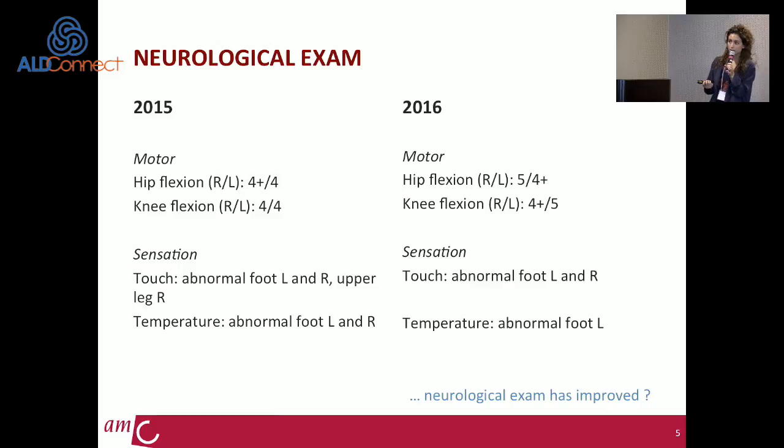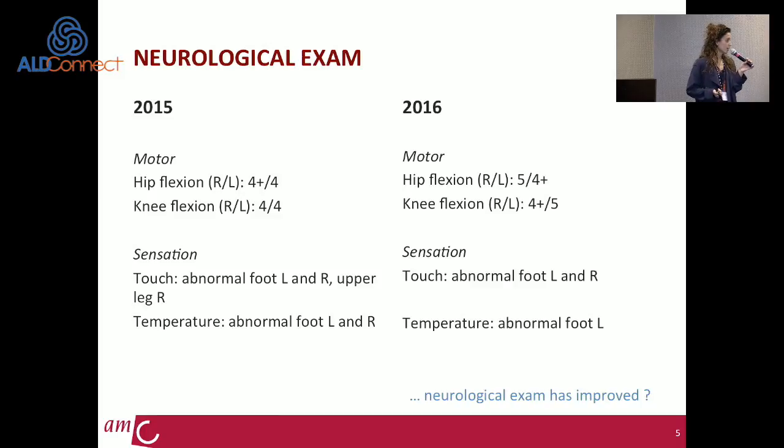And if we look at the sensation exam, at first, touch sensation was abnormal not only in the feet, but also the upper leg on the right side. In 2016, it was just in the feet abnormal. So the neurological exam improved. But the patient's telling us it's gotten worse.